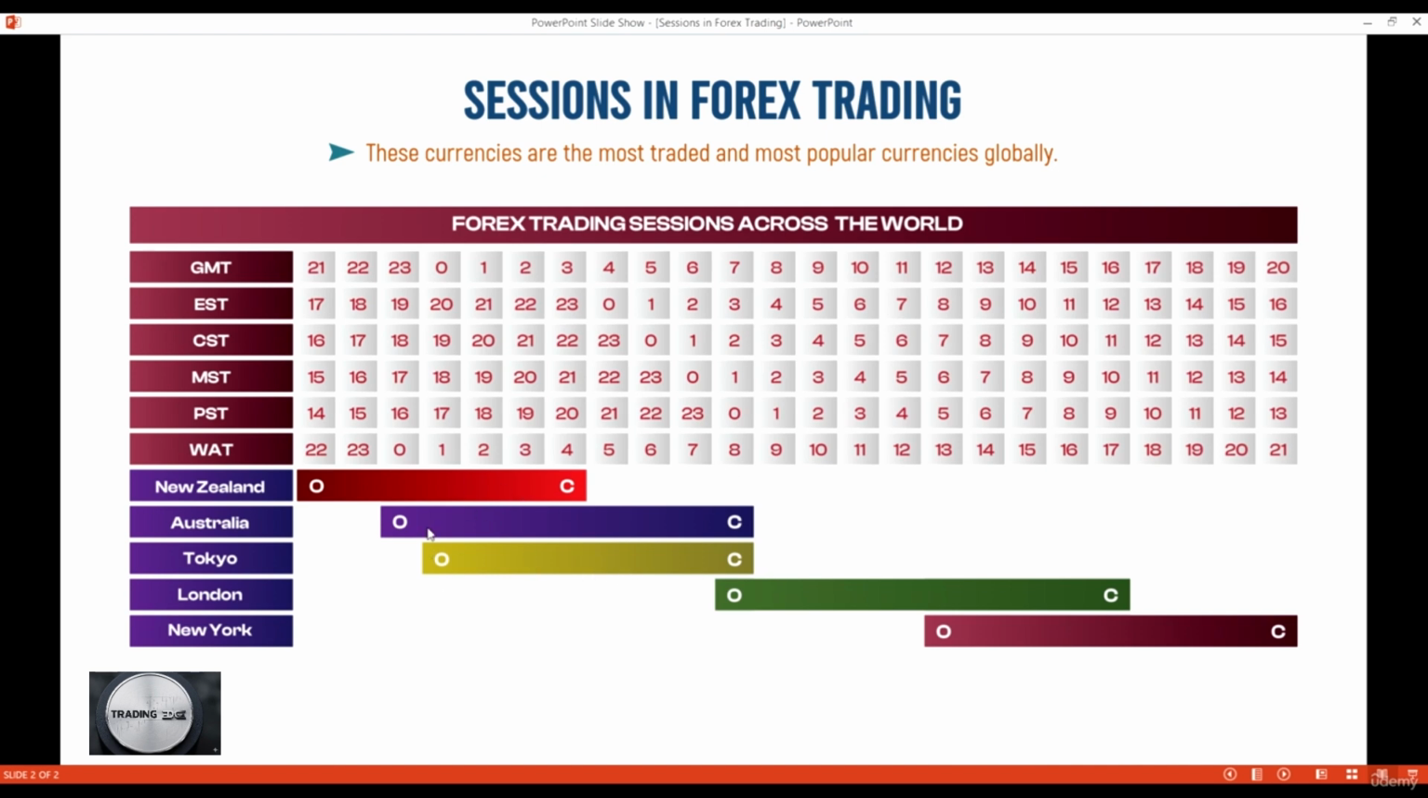These points are the peak hours, or the most active trading hours in these sessions, because more traders are trading in these intersections. Traders here and traders here are trading in this section, but from here to here we only have traders in New Zealand. The most active intersection will be this point where my mouse is pointing, because it's at this point that we have all of these players present.